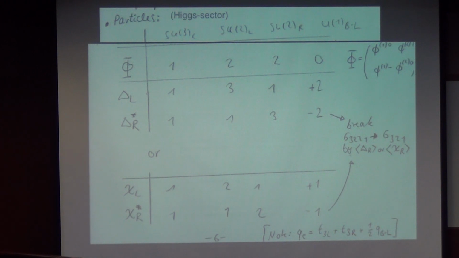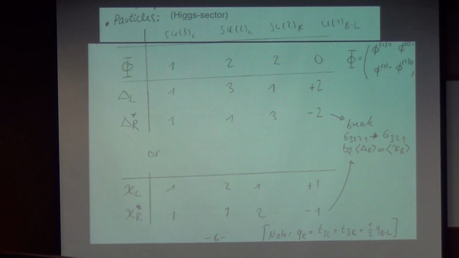And here is how you calculate the electric charge from this field representation, from the weak isospins, where you have a weak isospin T3L for the SU(2) left, and then a right isospin T3R, and then you have here the quantum numbers from the B minus L.